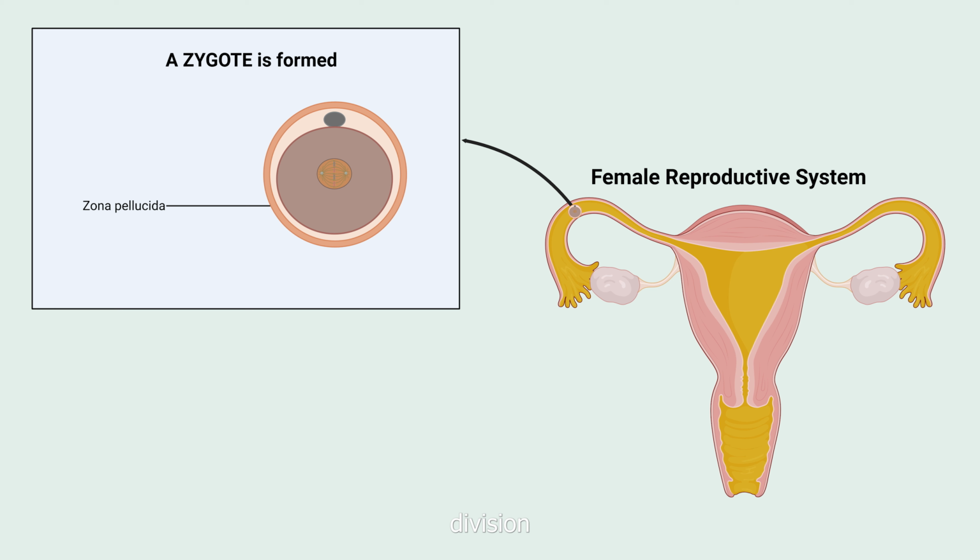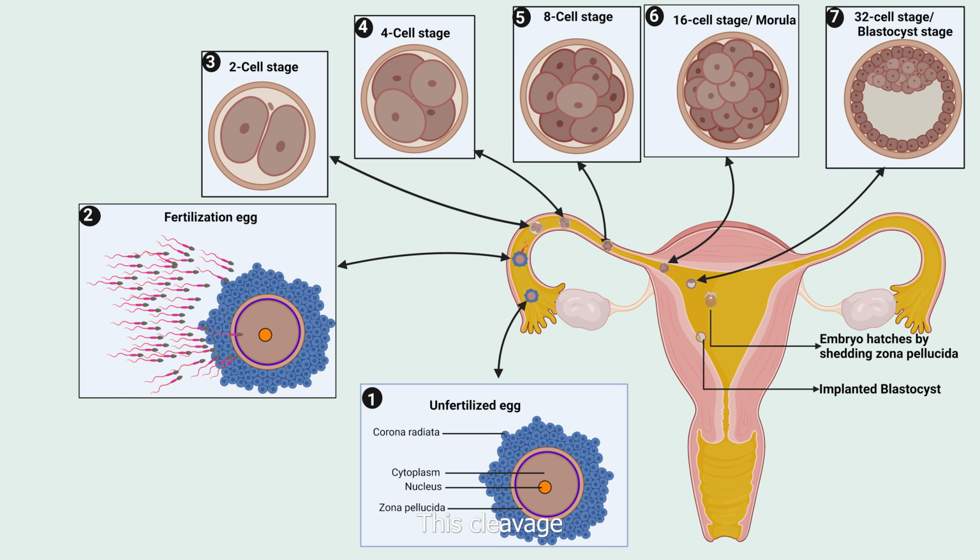As the single-celled zygote journeys from the fallopian tube towards the endometrium, it undergoes repeated rapid cell division through mitosis known as cleavage. This cleavage process is divided into stages of blastomere formation. Each stage lasts for 12 to 24 hours.